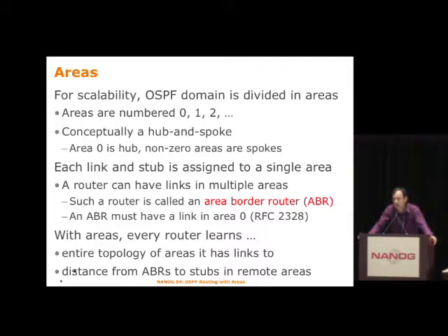If a router has links in multiple areas, it's an area border router. And at least if you start with just the base OSPF version 2, an area border router must have links in area 0.